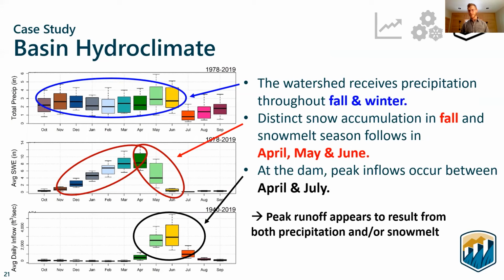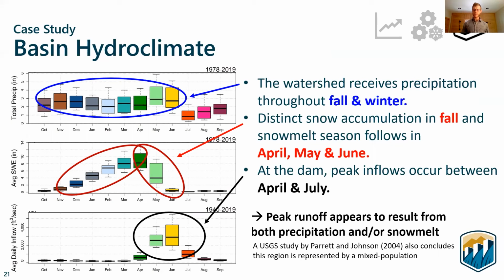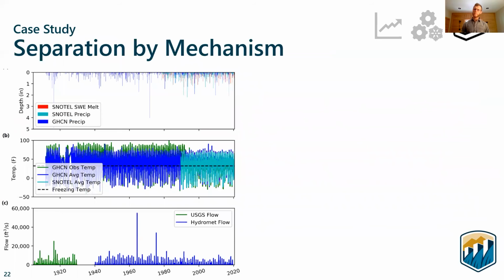This to me suggests that we possibly have a mixed population where one or both of these mechanisms could be present and causing floods. This is also a conclusion that an earlier USGS study found. So it seems pretty clear it's a mixed population. How do we handle that? Because the floods are occurring during the same time of the year, I couldn't just separate them. So I had to work on separating them by identifying the cause of each flood.